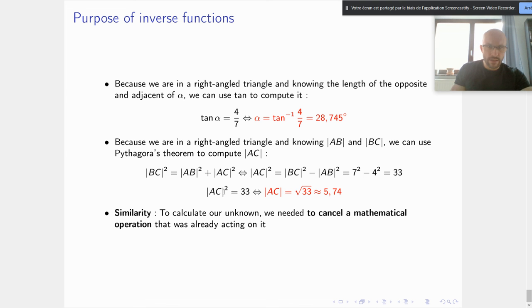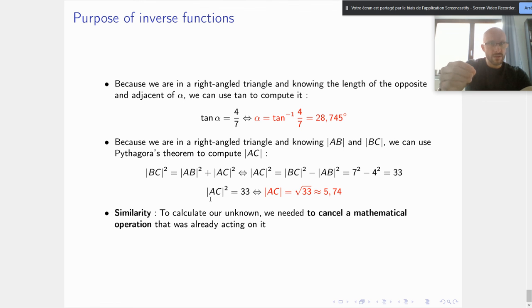For the second one, you knew the value of AC squared, but your unknown is AC, so you need to take the square root of AC squared to know AC. The square root cancels a square. So that's the similarity between those two problems. That's the purpose of inverse functions.